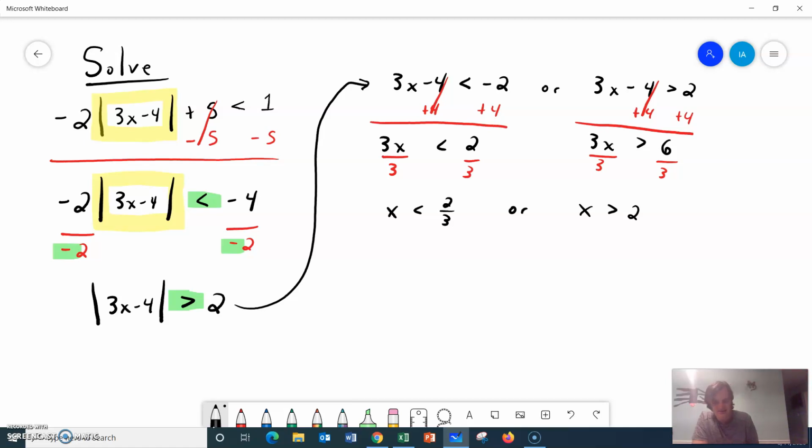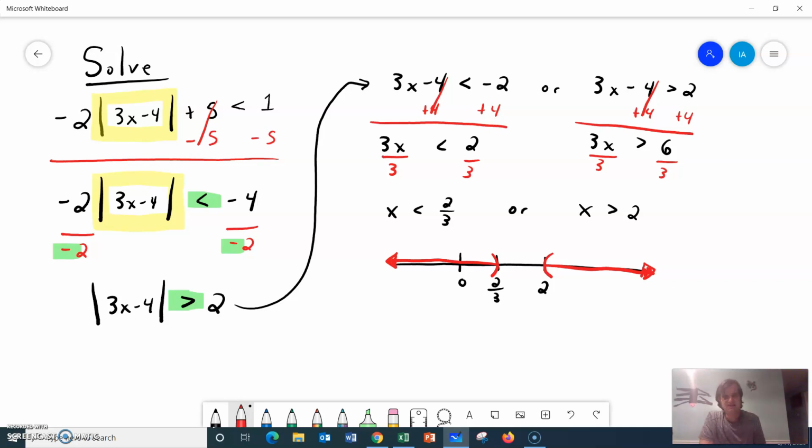So I'm going to take my x less than 2/3 or x greater than 2 and put that on a number line. Both of those are bigger than 0, so 0, and then to the right of that is 2/3, and to the right of that is 2. So I've got my number line set up. So x less than 2/3, so that's an arrow pointing to the left of 2/3. Less than means parentheses. Or x greater than 2, so that's an arrow going to the right of 2. So that's another parentheses. So I have that disjoint space in between.